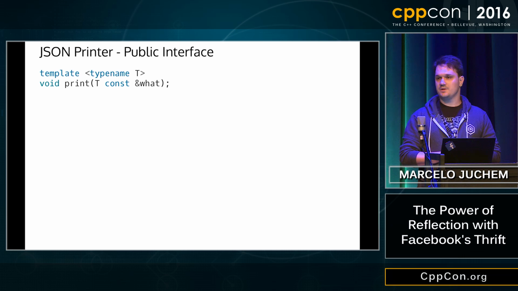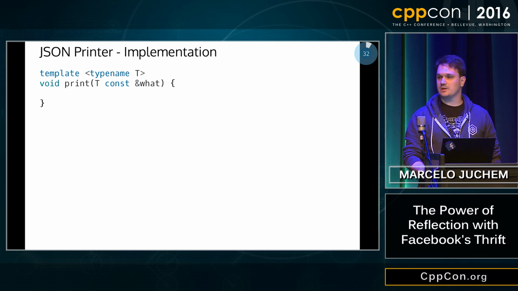This is very useful for debugging, and given that it's JSON, you can actually use it for other things as well. For simplicity, I'll just write to standard cout, but you could send an output stream here or whatever you want and write to it instead. So let's take a look at the implementation.